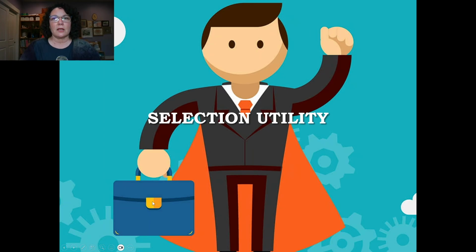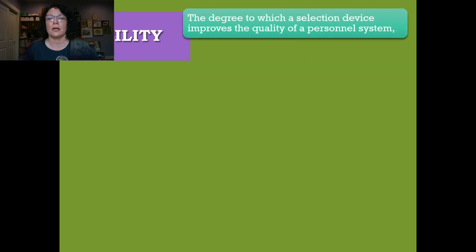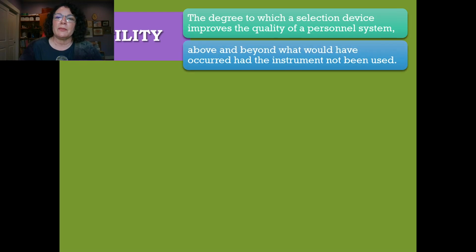So let's talk about selection utility. Any organization that hires an industrial psychologist to come and develop a selection battery or tool is going to want to see that this is going to be useful. So utility is another word for usefulness. So the degree to which a selection device improves the quality of a personnel system above and beyond what would have occurred had the instrument not been used.